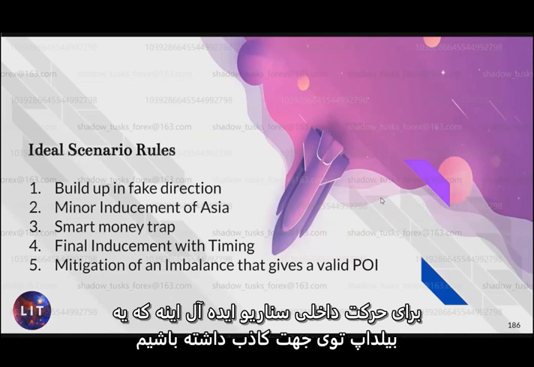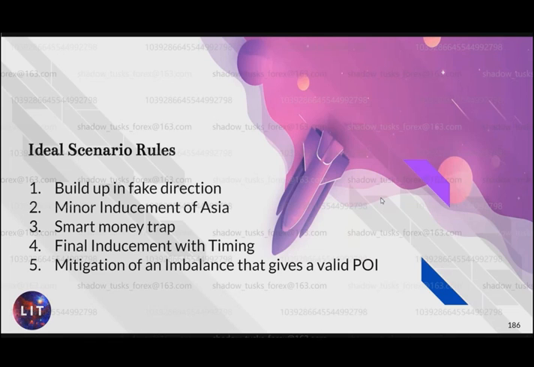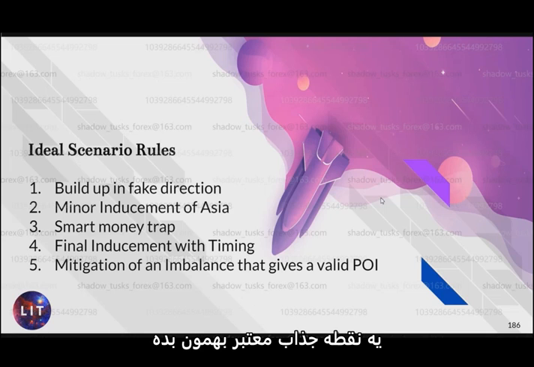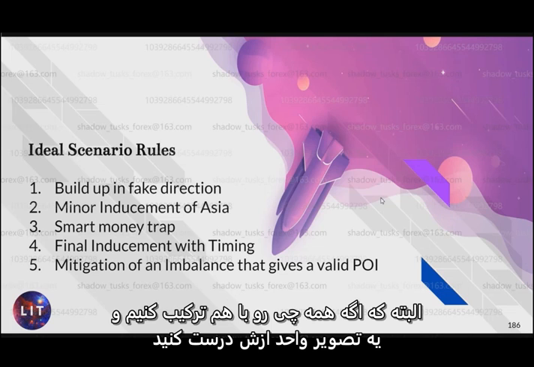For the internal play though, the ideal scenario is a build up in the fake direction, then the minor inducement of Asia as a requirement, then of course a smart money trap after, then a final inducement with timing, and that final inducement with the timing should get into a mitigation area with an imbalance that gives a valid POI. Okay, those are the main steps you need to follow for an intraday approach.